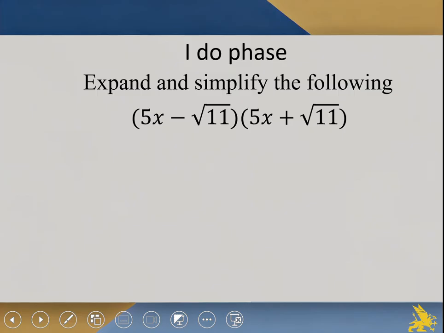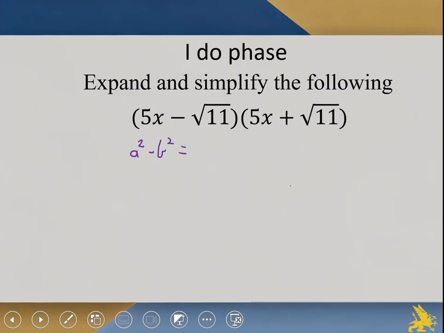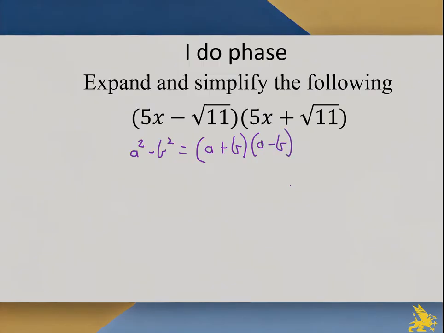Now, back in year 10, you would have learnt the difference of two squares rule. And this is what reminds me of a squared minus b squared is equal to a plus b, a minus b. Now, I can straight away see that I know my a here and I know my b. It looks very similar to this bracket part here, where a in this case will be 5x and b is going to be square root 11. So I can just apply that straight away.